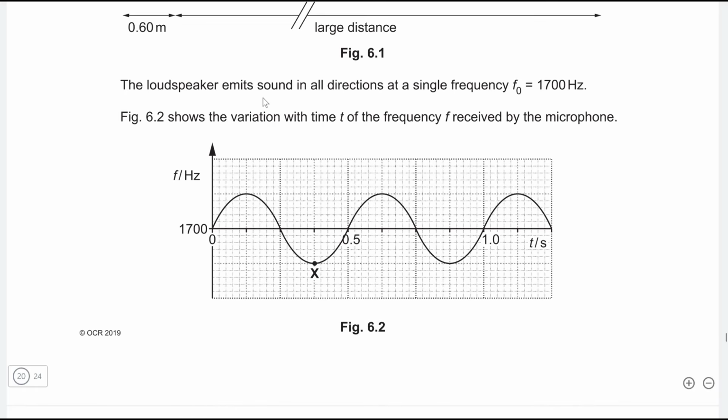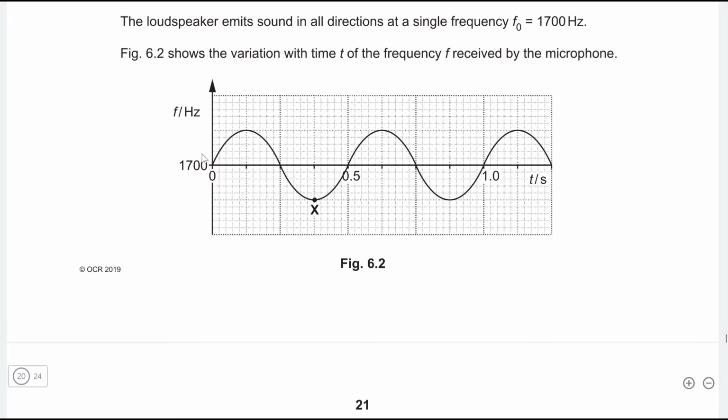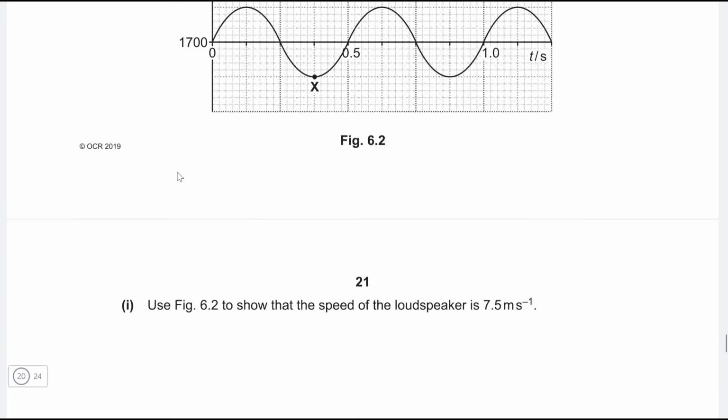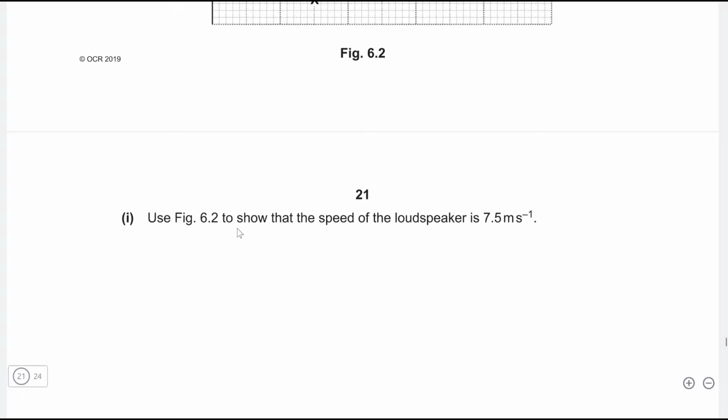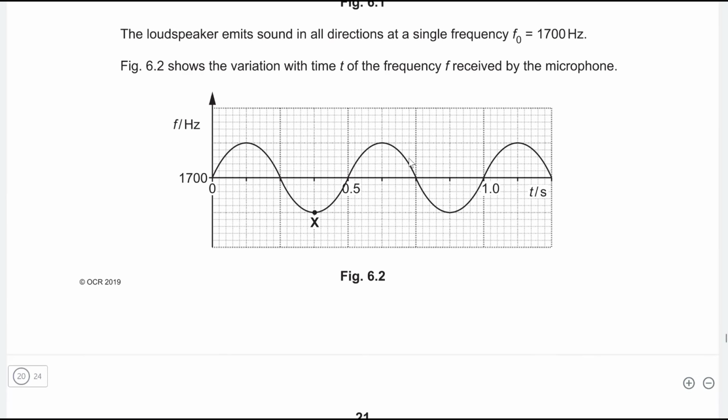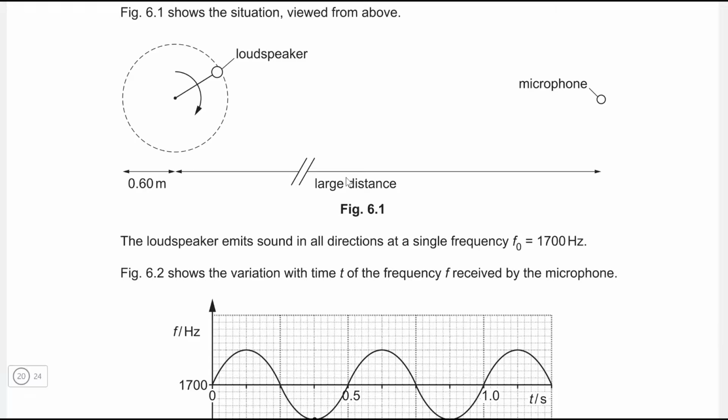Okay, figure 6.2 shows the variation with time t of the frequency f received by the microphone, and as we can see, the frequency will be varying like so. This will actually be quite a fun experiment to do within the laboratory. Okay, use figure 6.2 to show the speed of the loudspeaker is 7.5 meters per second. Well, you can see that every time one full cycle is complete, the loudspeaker would have returned to its original location.